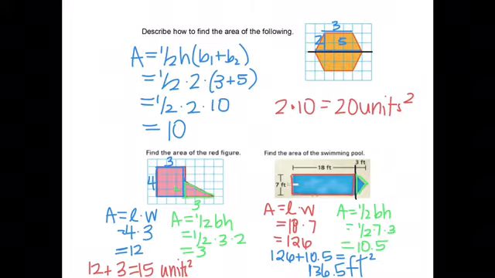For the swimming pool, I decided to cut it into a rectangle and a triangle mostly because of where they separated the different lengths. They said from here to here was 18 and from here to here was 3. So I used that as my cutting line because that was giving me the height of my triangle. So I should get 136.5 feet squared.